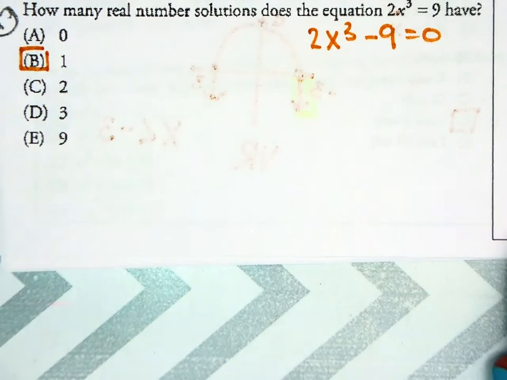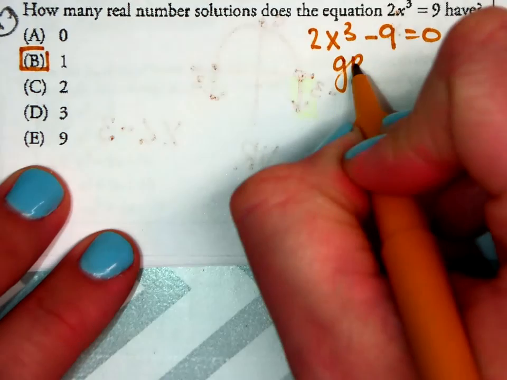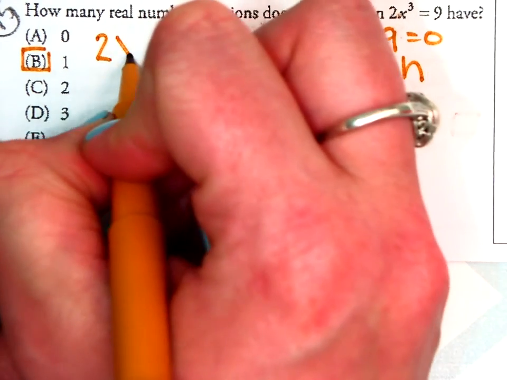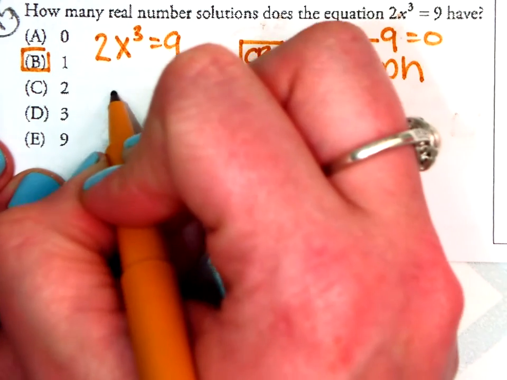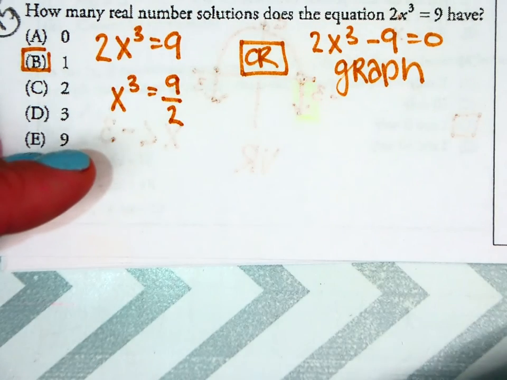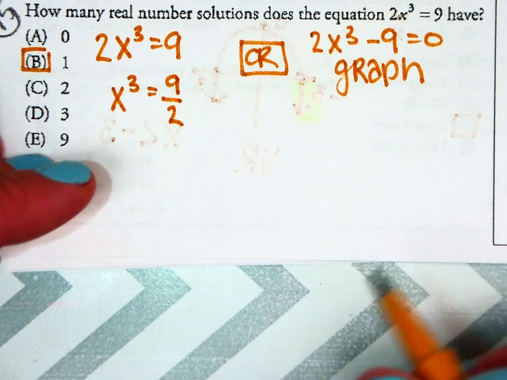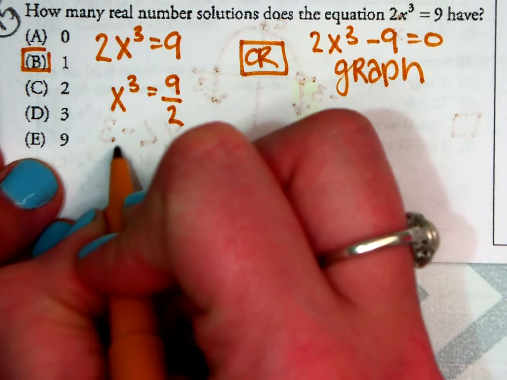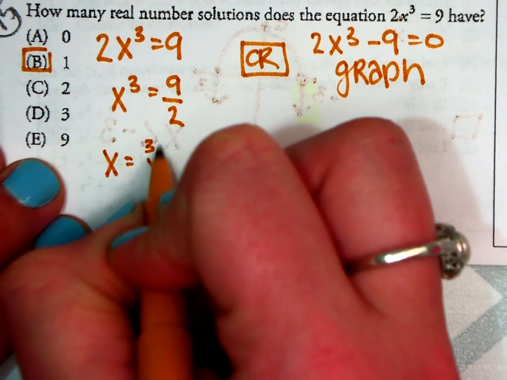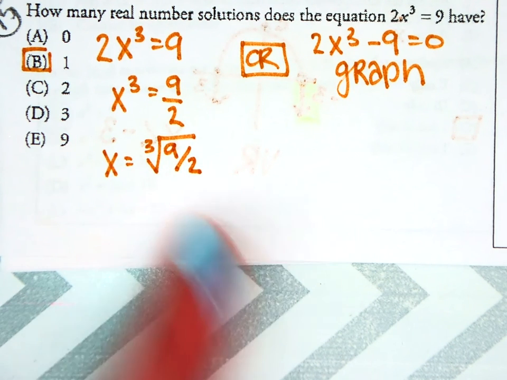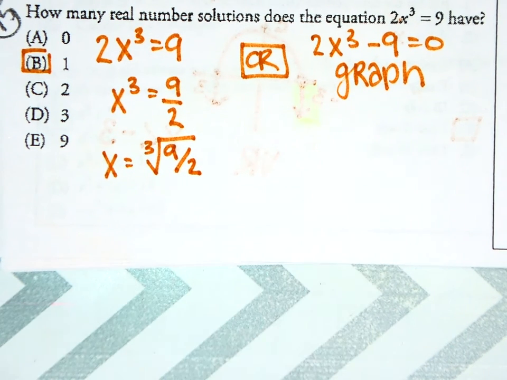Now, let's say you didn't know that, and you would solve for y, and then hit graph. Or you could also just solve the equation. I would divide by 9, so this would be x cubed equals 9 over 2. And when I do 9 over 2, I would just cube root it. So when I cube root, I would get x equals the cube root of 9/2. And then I would just graph it. And then it would tell me that's obviously one answer, so it's B. I would recommend graphing. I think it's just a little bit easier.